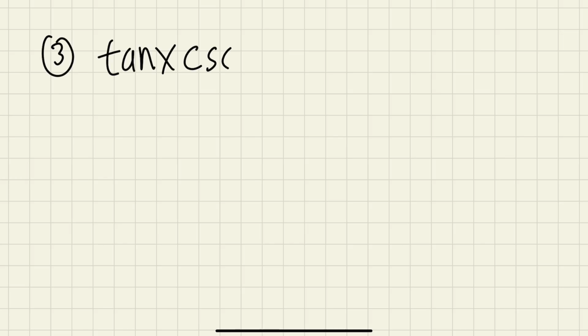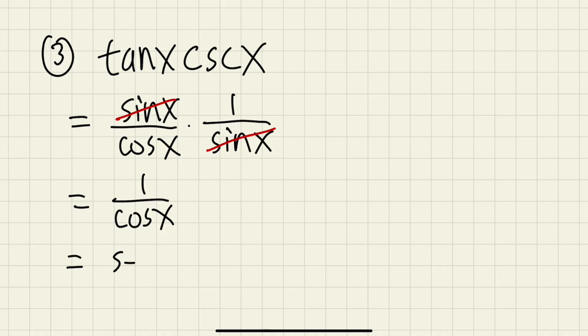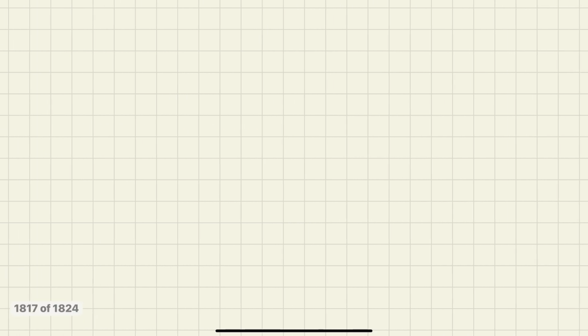Number 3, we're looking at tangent x times cosecant x. Tangent x is the same as sine x over cosine x. And cosecant x is equal to 1 over sine x. And here, sine x and sine x can cancel. And we have 1 over cosine x. And what's the answer for that? Well, we can write that as secant x. Yes, and that will do it. Pretty fun so far, right?